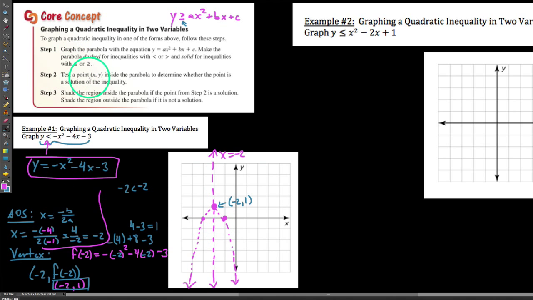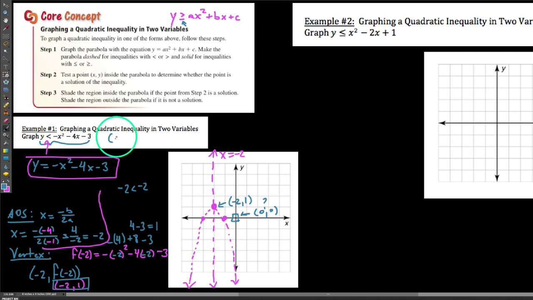So step two says, let's test a point x, y either inside the parabola or outside the parabola to determine whether the solution is an inequality. So this suggests that we should always test a point inside the parabola to determine whether the point is a solution of the inequality. What I'm going to suggest is we test a point either inside or outside that is not on the parabola. So I notice here that 0, 0, and I'm going to use 0, 0 because it's a convenient point. What we're going to do is plug this in and ask, is it a solution of this original inequality?